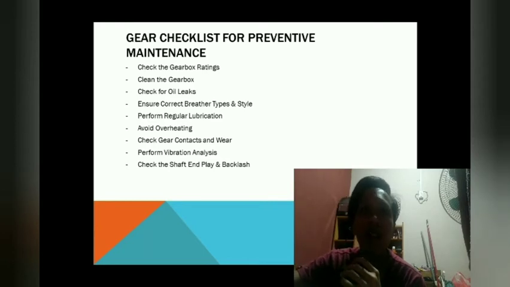Next, avoid overheating. You can use an infrared temperature gun to keep a check on the sudden change in the temperature. Overheating should be avoided. You can look for signs of overheating, such as discolored exterior paint.